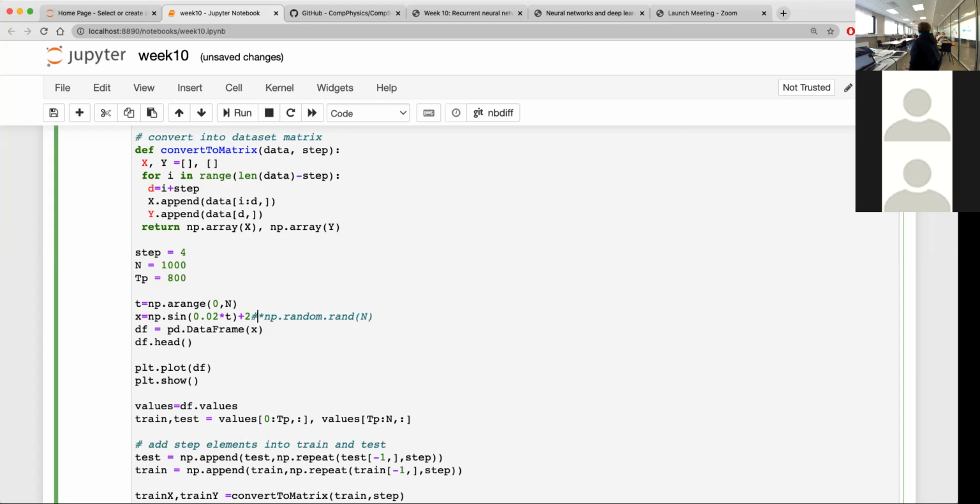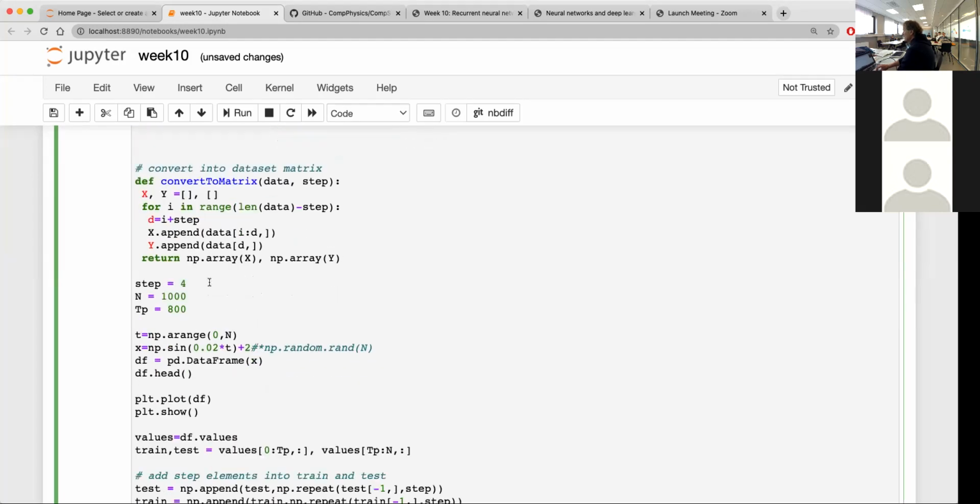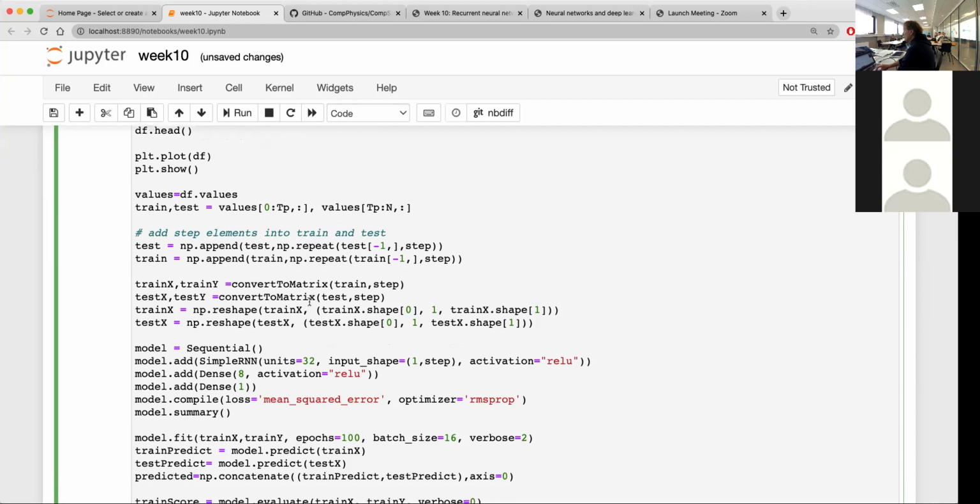So what I'm doing now is something extremely simple. I'm producing 1,000 data entries of a sine function. That's not very exciting. And what I'm going to do then is train my recurrent neural network on the first 800 points, and then make a prediction on the remaining 200 points. So as you can see here, I've said that my data set is equal to 1,000, and the training points are the first 800. And then I'm setting up a recurrent neural network. So I have my train X and train Y. I'm just converting everything to a matrix.